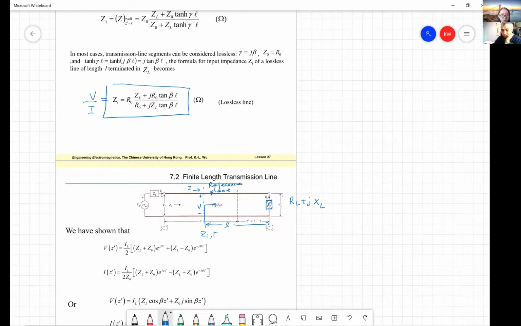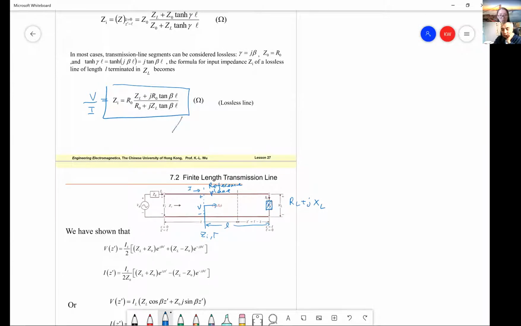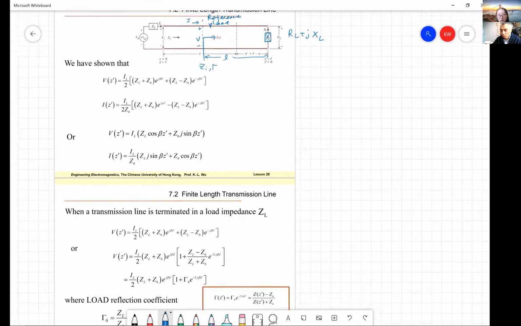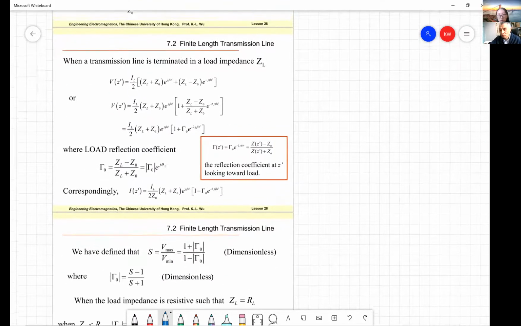So this formula we must remember. If you couldn't remember it, learn how to derive it. That takes 2 minutes. We can derive it. This is what we had so far.